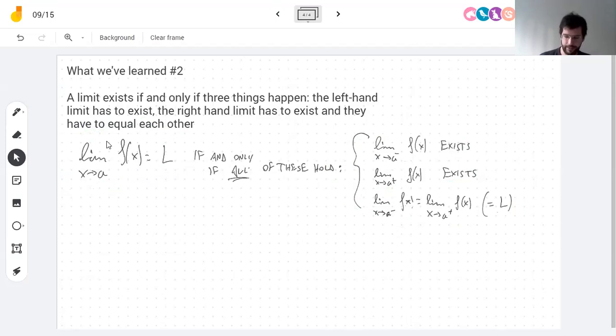But it also means that if both limits exist, but they don't equal each other, the limit doesn't exist. If one limit exists and the other doesn't, then the limit does not exist. If neither limit on either side exists, then the limit does not exist. Right? For one thing and another to be true, it means they're both true.